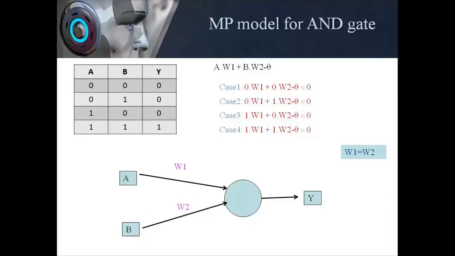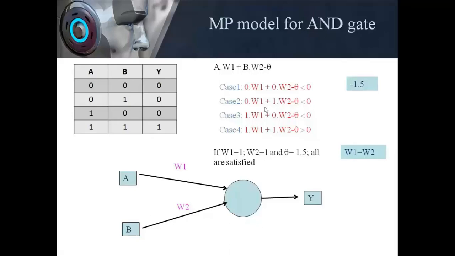In case of the MP model, my W1 and W2 have to be equal. So I assume these values: let's say my W1 is 1 and W2 is 1, my theta is 1.5. So with these values, I will check if all these four conditions are satisfied or not. Let's start with checking the first. In the first equation, I put W1 as 1, W2 as 1, theta is 1.5. So it would be 1 times 0 plus 0, minus 1.5. So the answer is going to be minus 1.5. So it very well satisfies.